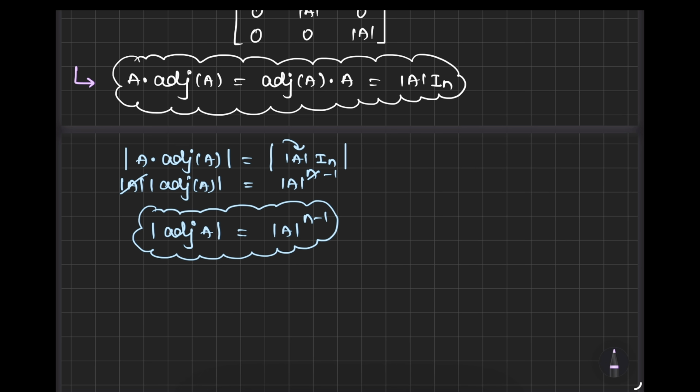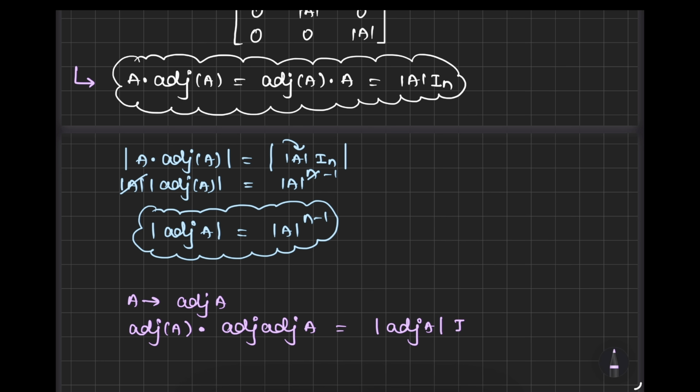Okay, suppose that we are replacing A with adjoint of A. So how does this thing look like? A will become adjoint of A, so adjoint of A times adjoint of adjoint A is equal to determinant of adjoint A times I_n, and I have replaced every A with adjoint of A. Correct?